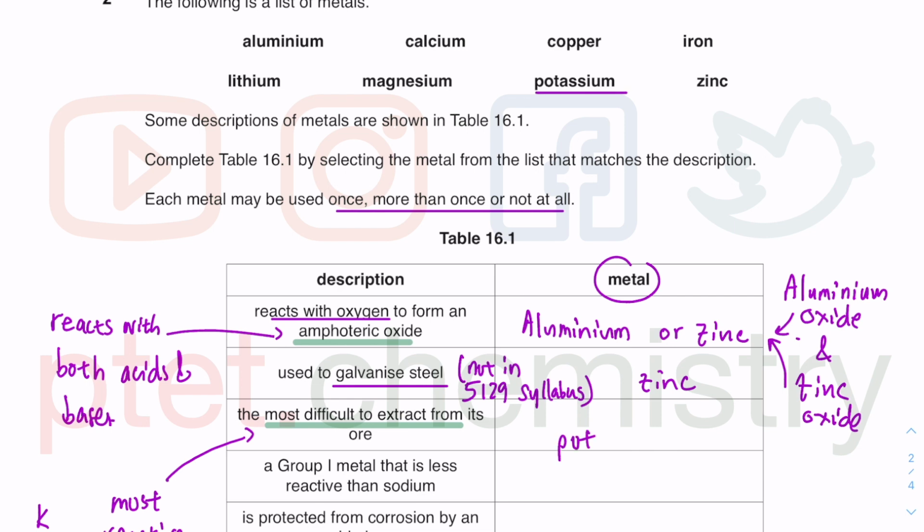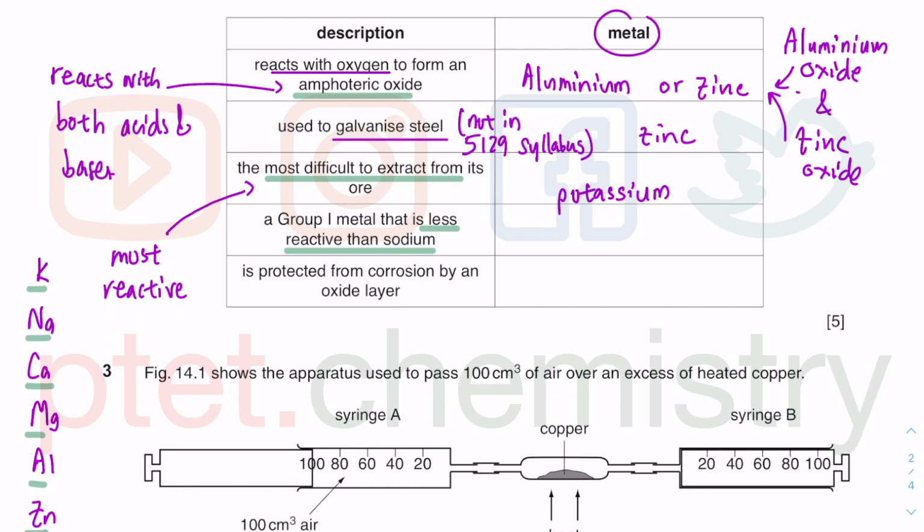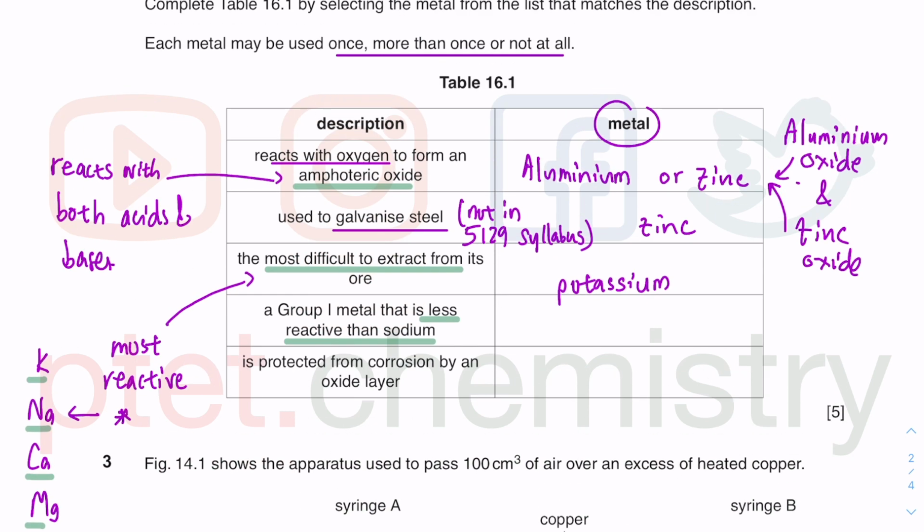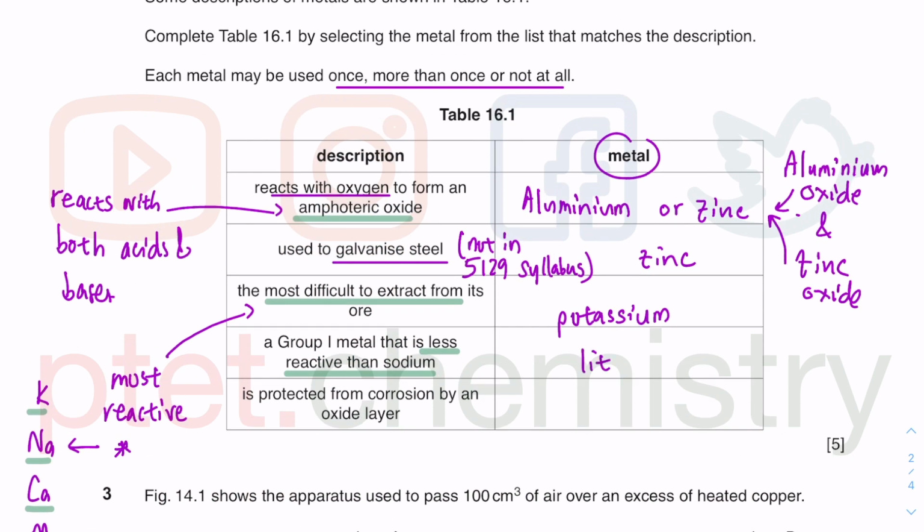So that's a very, very reactive metal. And then you have a group 1 metal that is less reactive than sodium. So where have we got sodium? Our sodium is here. If this is more reactive than sodium, we are not looking at potassium, we are looking at lithium, because the reactivity increases down group 1: lithium, sodium, potassium. We want less reactive than sodium, so it's got to be lithium.